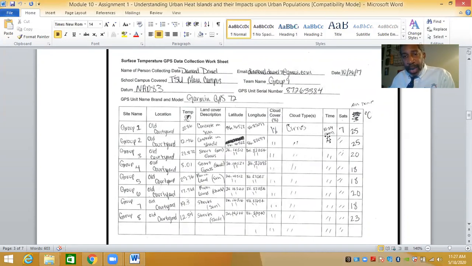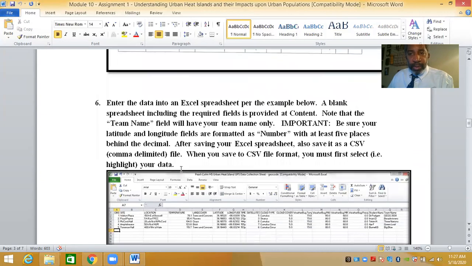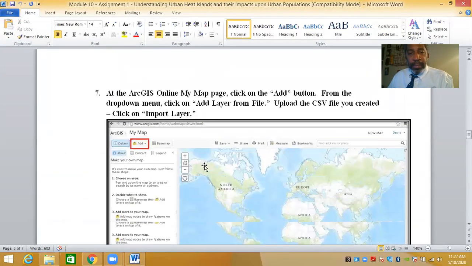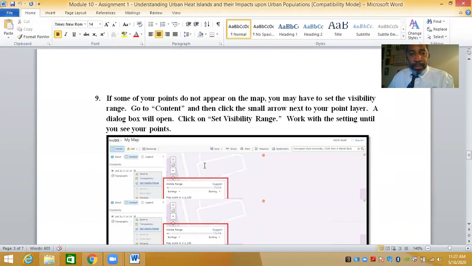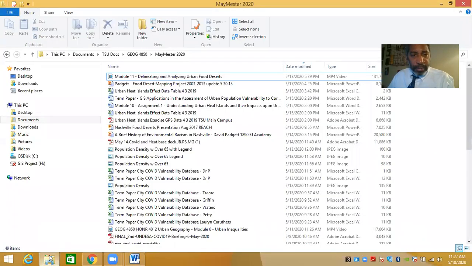We would record the time. Time of day is very important, as you'll see later on. And then, of course, we would have recorded the surface temperature and ambient air temperature in degrees Celsius. Then we would have entered those data into a spreadsheet and then input those data onto a map using proper symbology.